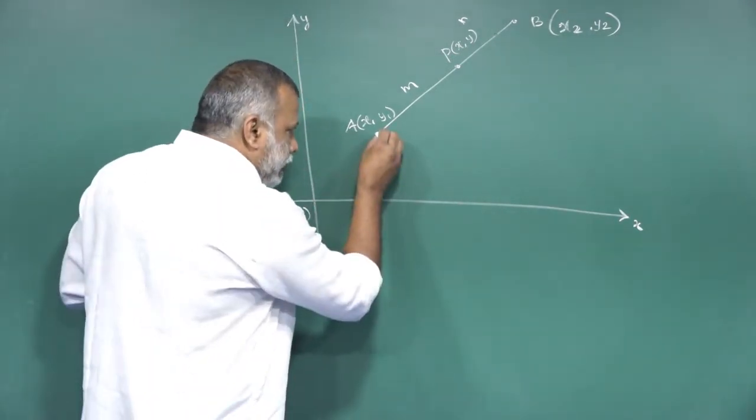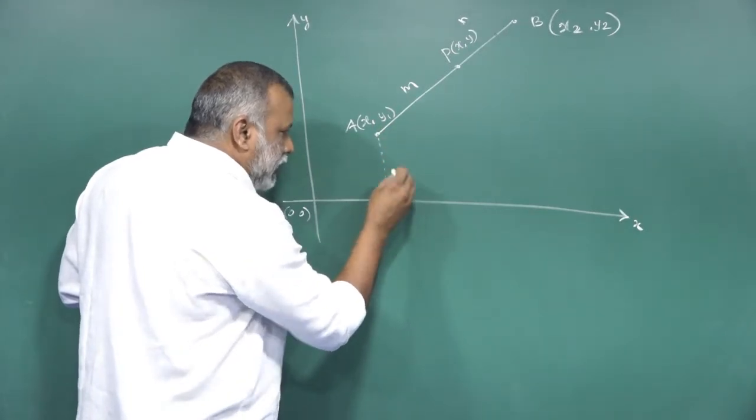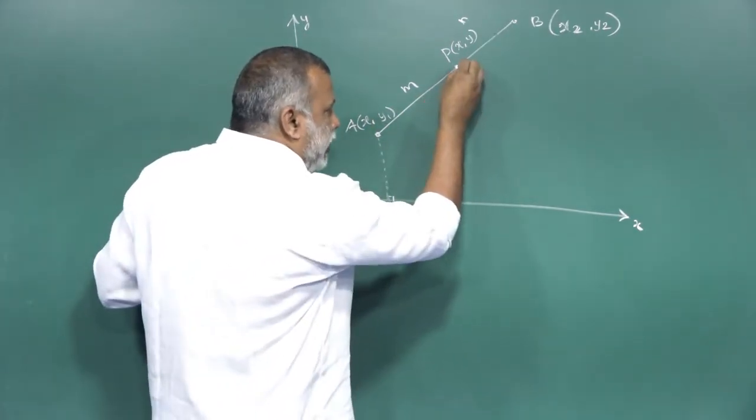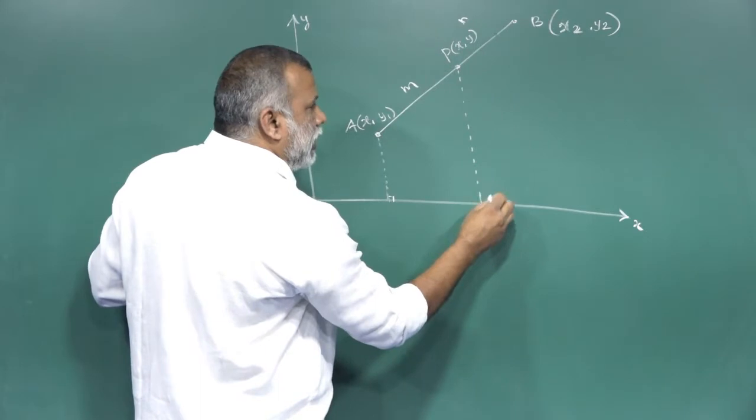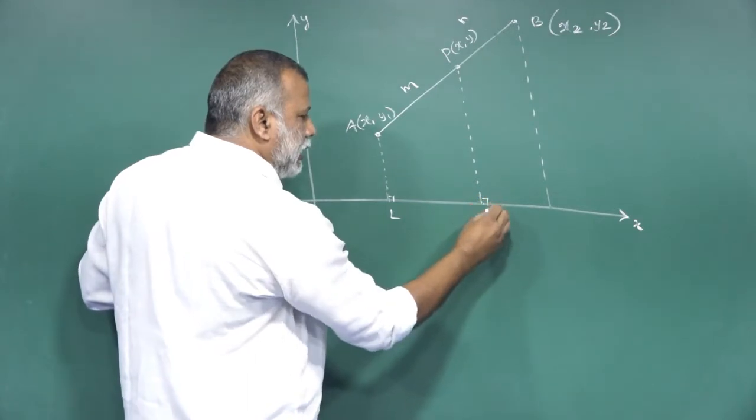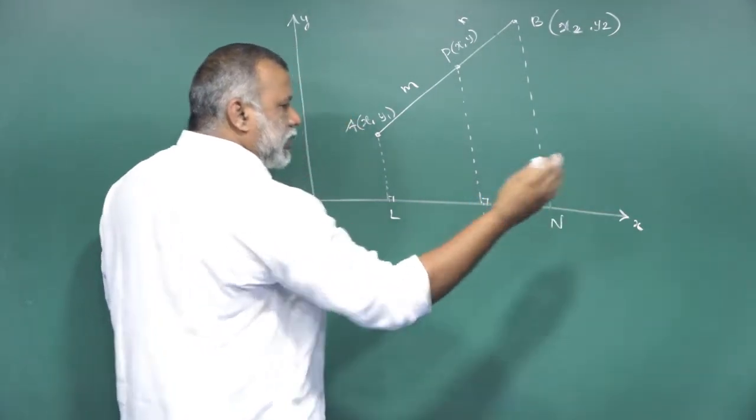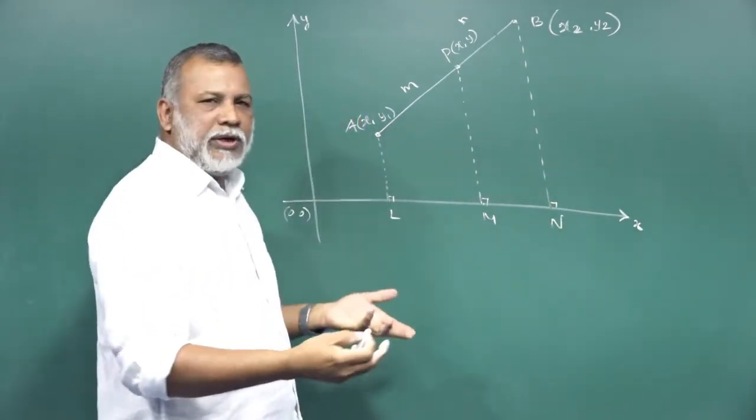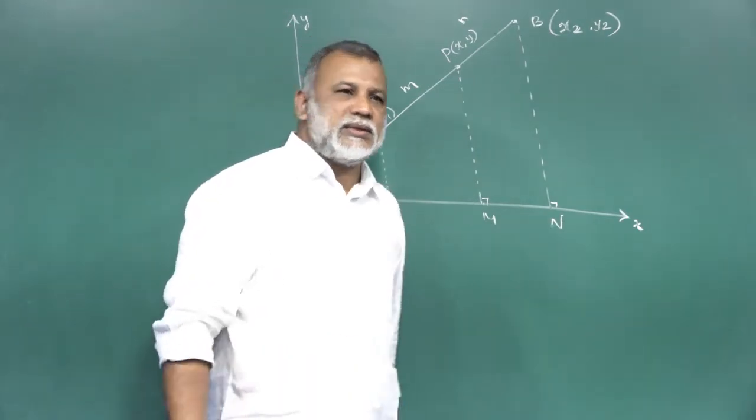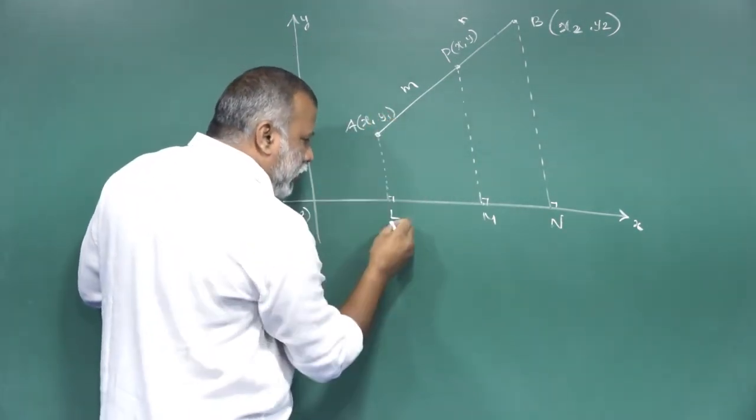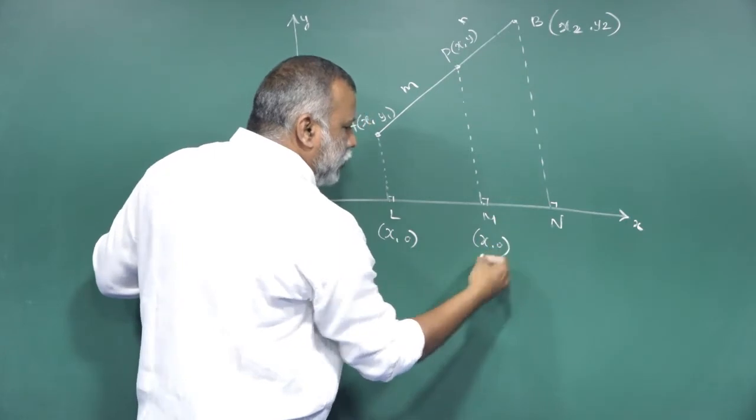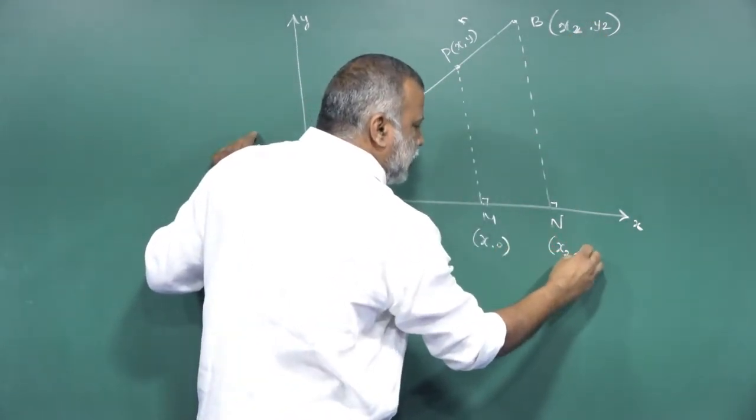See once again, I immediately draw a perpendicular line from this point A, x1 comma y1. From this point once again draw a perpendicular line. Then from this point, draw a perpendicular line. So give the names L, M, N. So we are drawing three perpendicular lines, AL, PM, BN perpendicular to the x-axis. Now this x1 comma y1 is considered to be x1 comma 0, x comma y considered to be x comma 0, x2 comma y2 considered to be x2 comma 0.